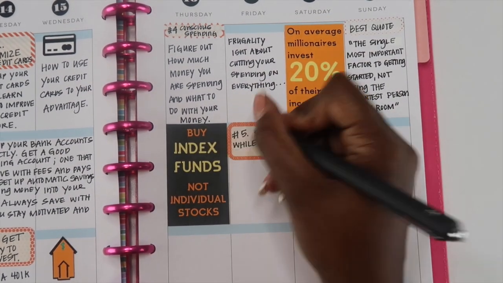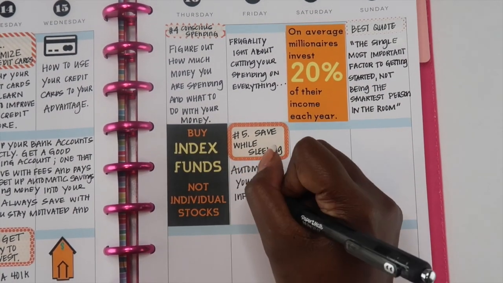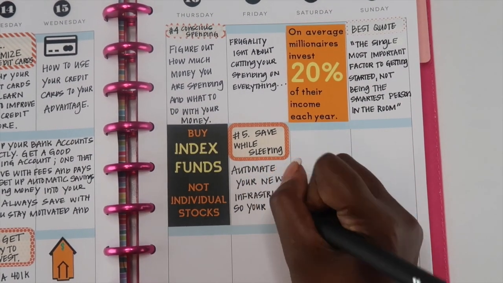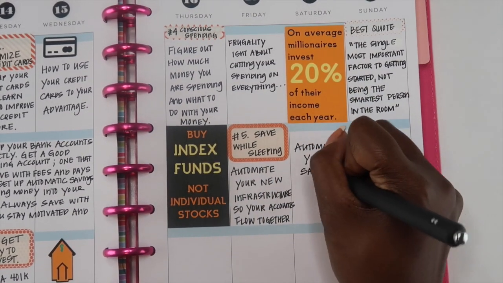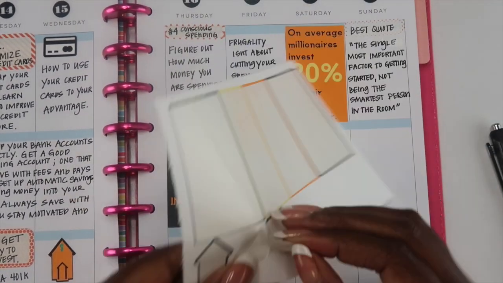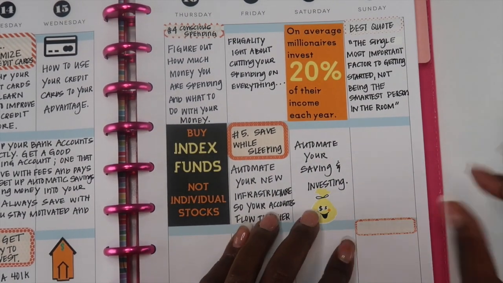Takeaway number 5 is to save while sleeping. He does a lot of talking about automating your infrastructure so that your accounts flow together nicely and you don't have to spend a whole bunch of time working on your money. You just kind of let it do its thing and it's all automated.